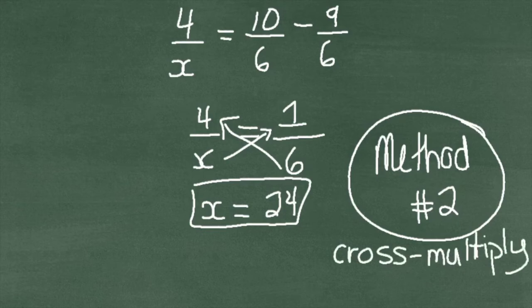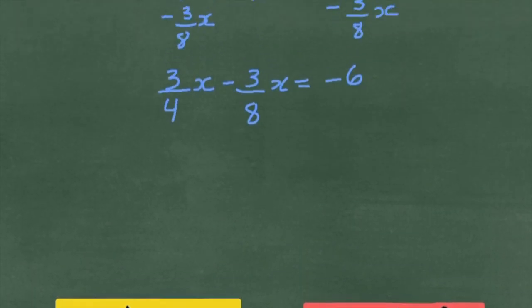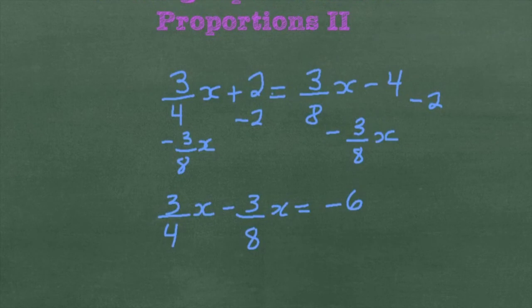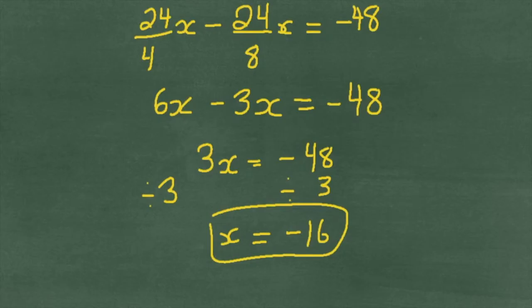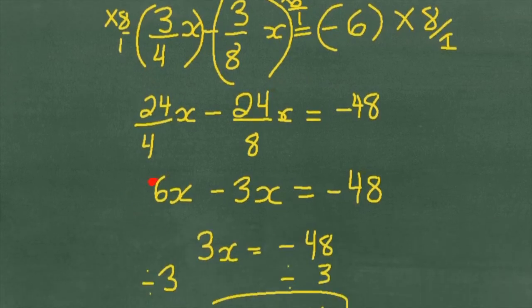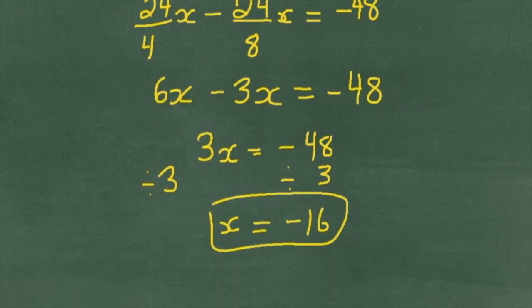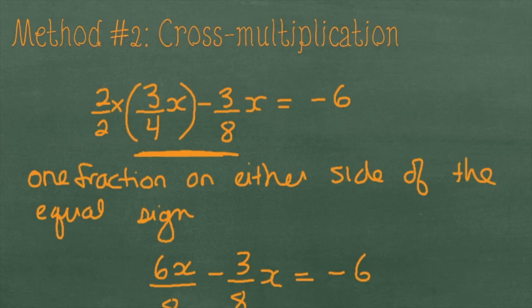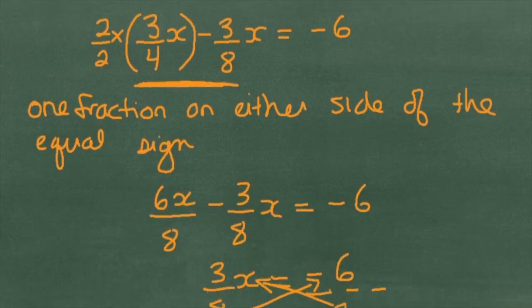Just to recap, if we go back to our first slide, I gave you an equation where we had a fraction with an x on both sides, and we brought them together by subtracting our 2 on both sides and bringing our 3 over 8x on the other side. I showed you two ways. One, multiply everything by the common denominator, and in our case the common denominator was 8, and we got this really nice and simple equation, and we got x is equal to negative 16.